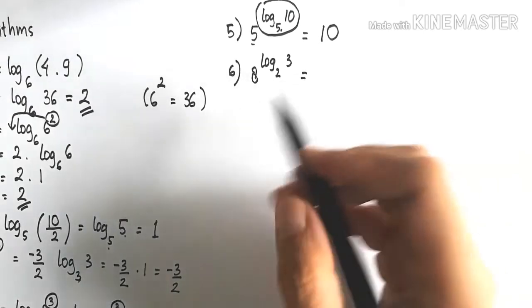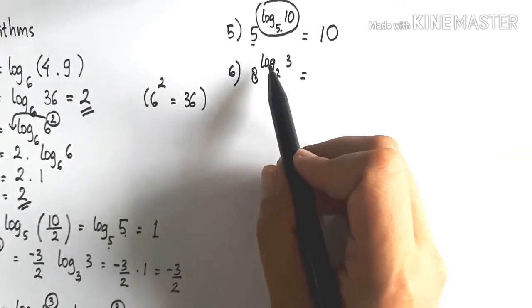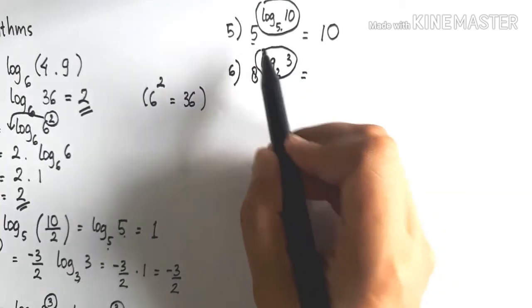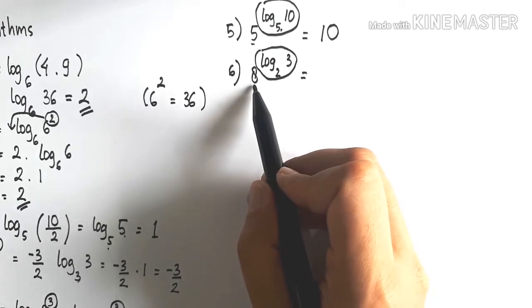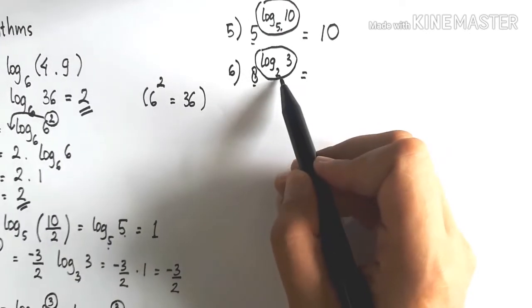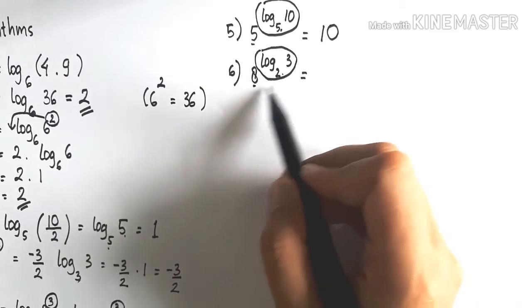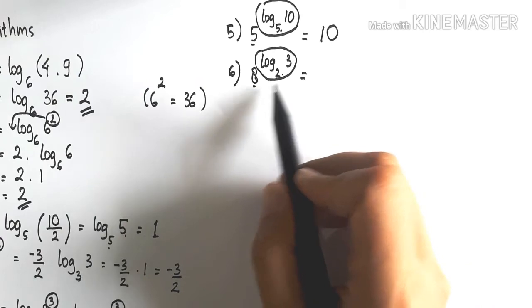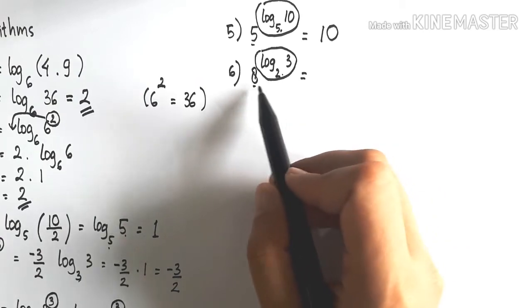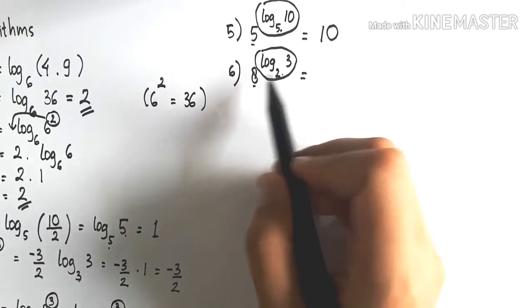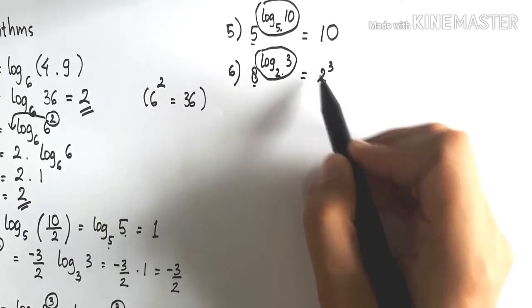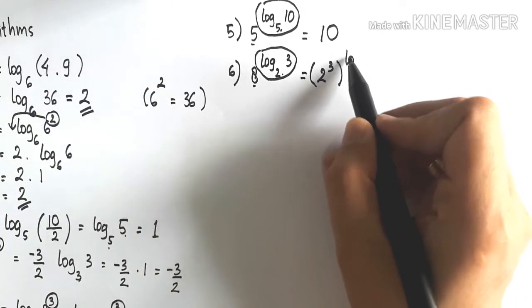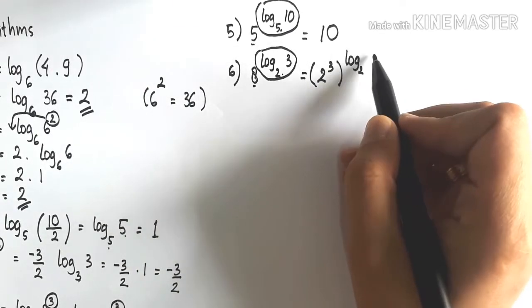Number 6, similar. 8 to the power of log base 2 of 3. Okay, it is the exponent. But the base is 8 and in the logarithm the base is 2, different. Now, we cannot use the property until the base is the same. How to make it the same? Now, we can change 8 into 2 cubed. Now, 8 equals 2 cubed. And we write here the exponent log base 2 of 3.